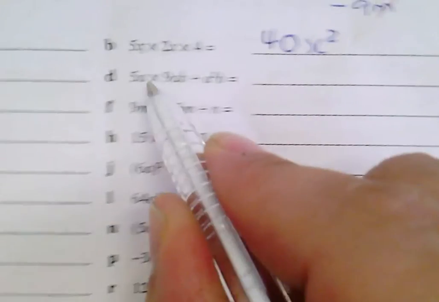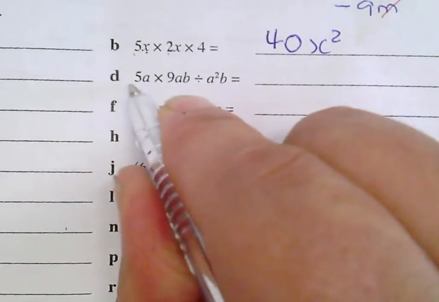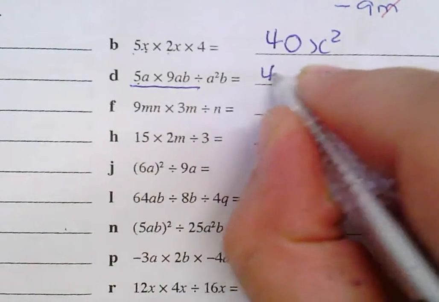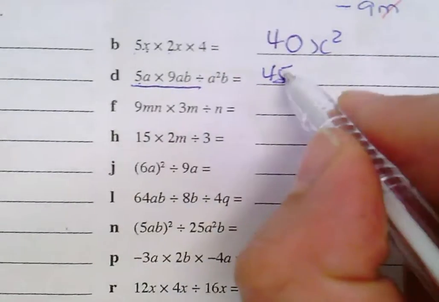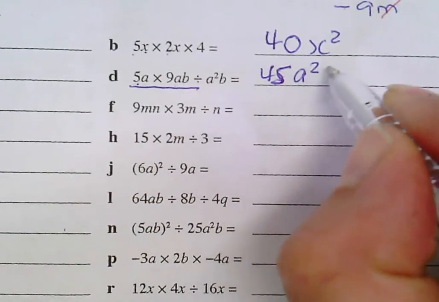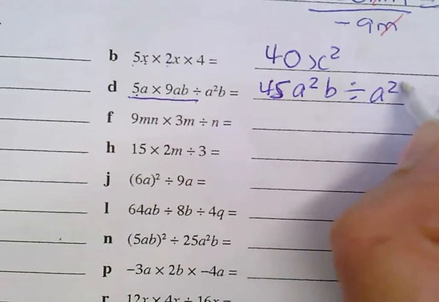You should multiply first. So what's 5a times 9ab? Do this first. We're doing, well, we've got 45, what? Just these two times by each other. 45 what? A squared b divided by a squared b.